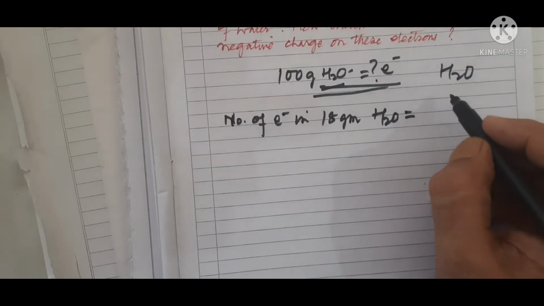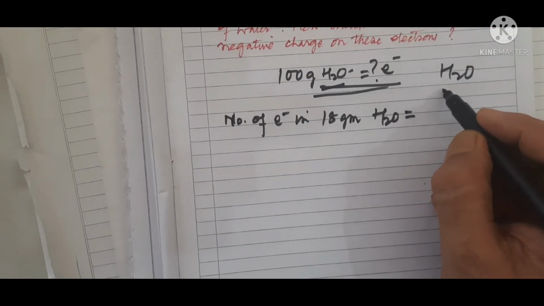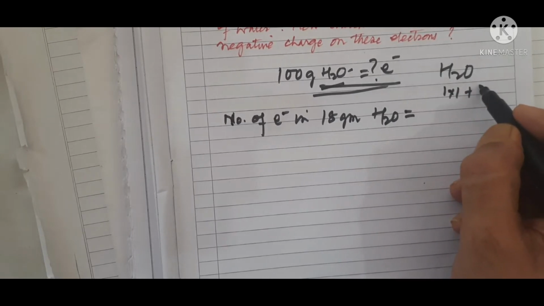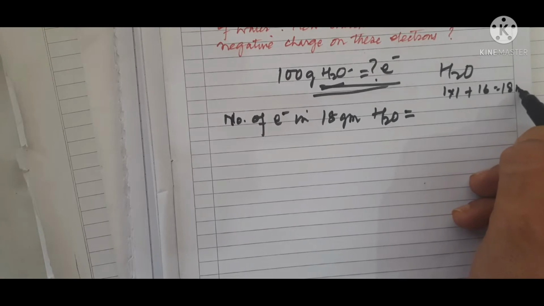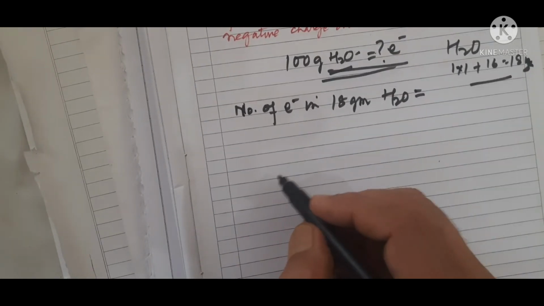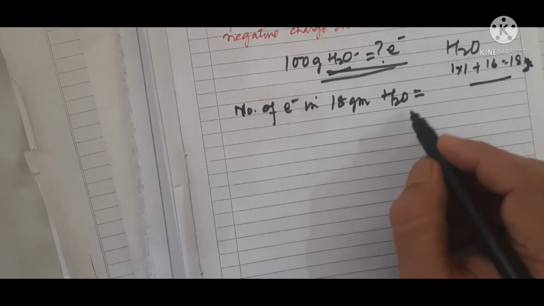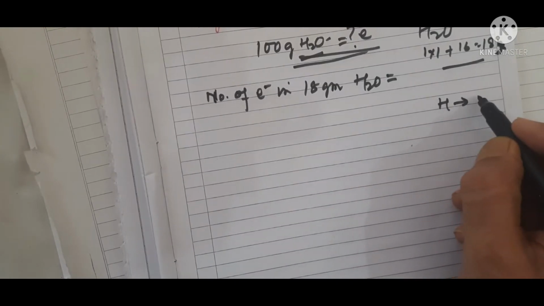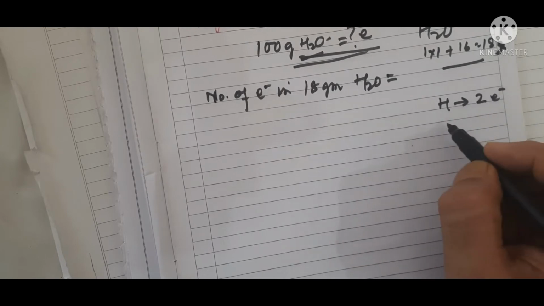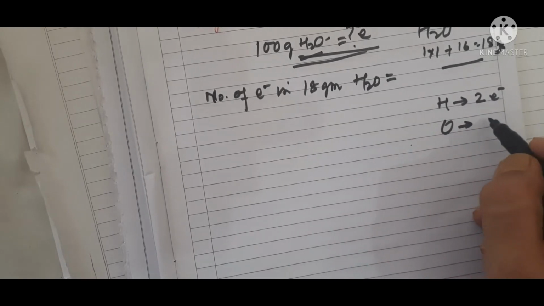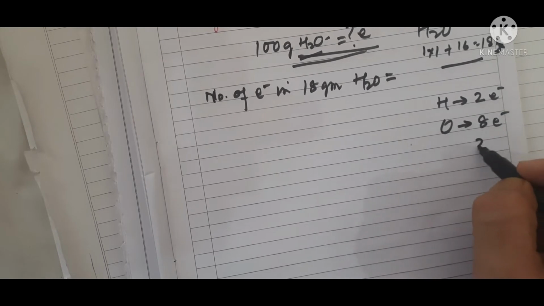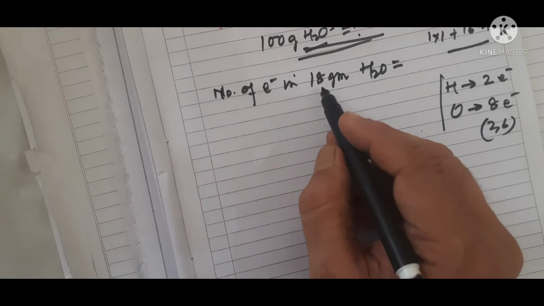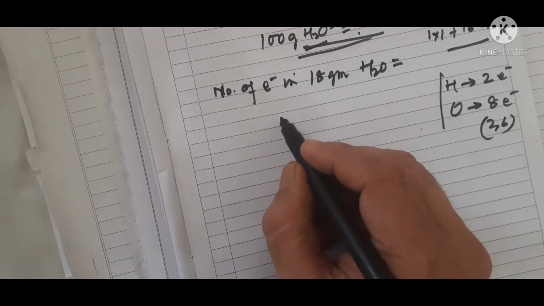H2O. H is 1 into 2 plus 16, that is 18, that you know, 18 ग्राम. अब इसमें इलेक्ट्रॉन कितना है? H2O में, हाइड्रोजन में 2 इलेक्ट्रॉन्स और ऑक्सीजन में 8 इलेक्ट्रॉन्स. 2 plus 8 होता है 10 इलेक्ट्रॉन. So number of electrons in 18 ग्राम H2O ये हमको निकालना पड़ेगा.